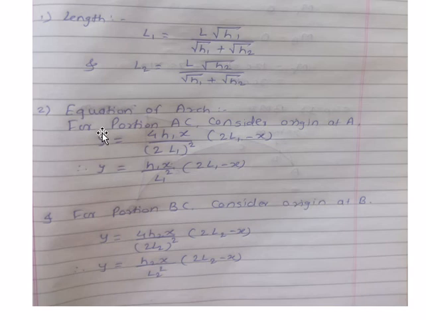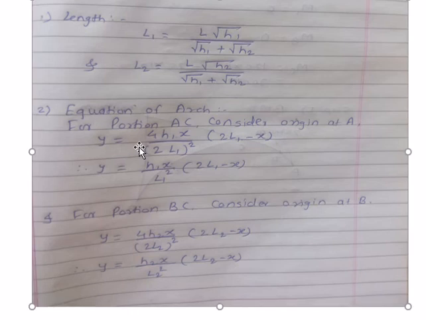Then the second step is the equation of the arch. The regular equation of the three hinge parabolic arch with supports at the same level is y equal to hx upon L square times (2L minus x). But here the rise of the arch is different, so we can calculate the equation of the arch for the portion AC by considering the origin at A.